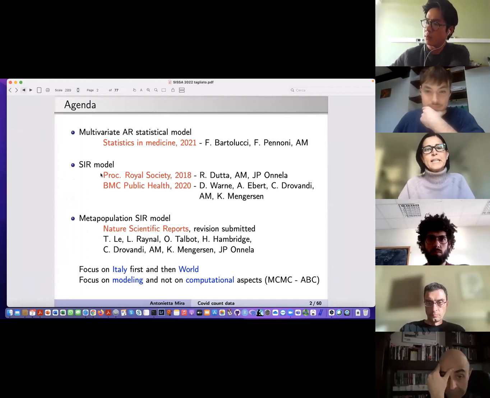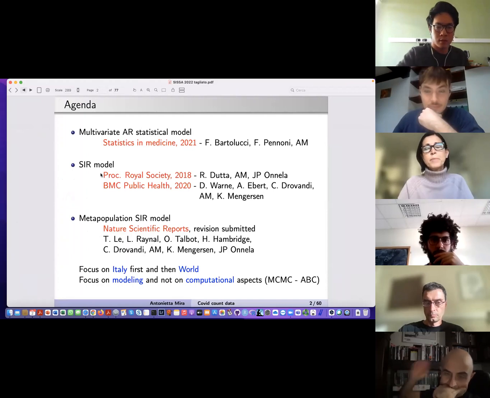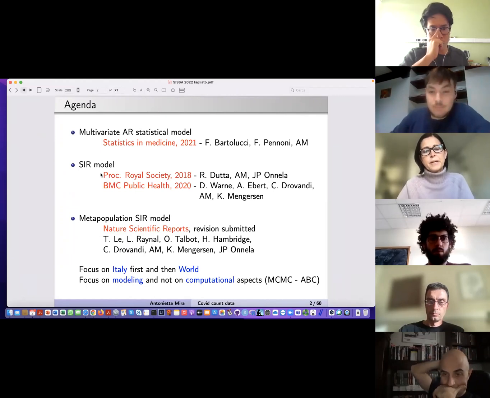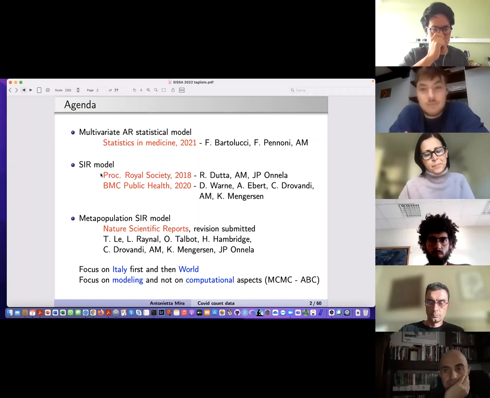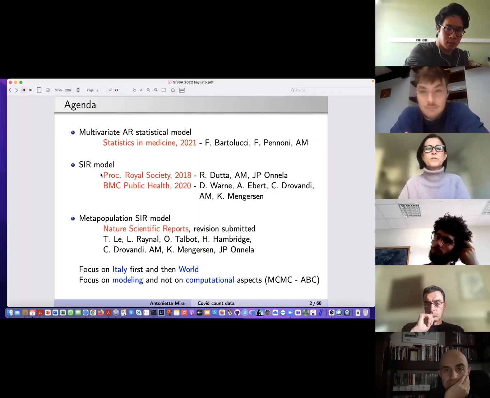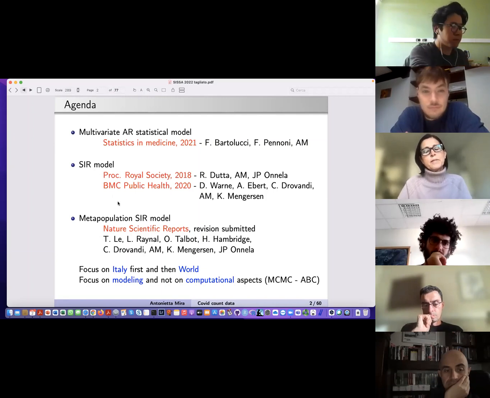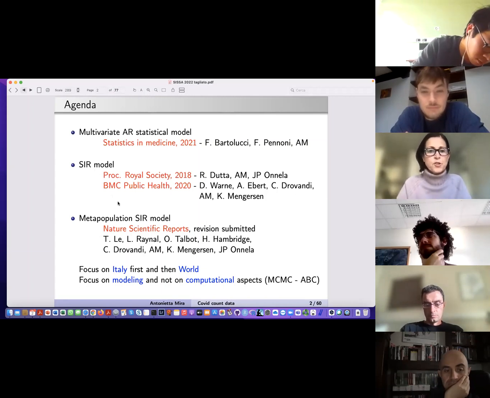on modeling COVID-19 data. The first one is a statistical model and has been published in Statistics in Medicine. The other two are more epidemiological type of models. The first one builds on an earlier paper in Proceedings of the Royal Society in 2018, and the application and refinement to COVID data has been published in BMC Public Health. And the last one, which is a metapopulation SIR type model, is under revision for Nature Scientific Reports, in the sense that we have submitted the revision.